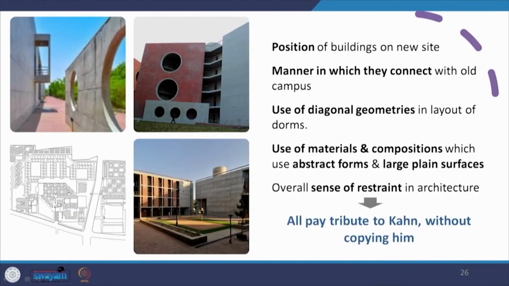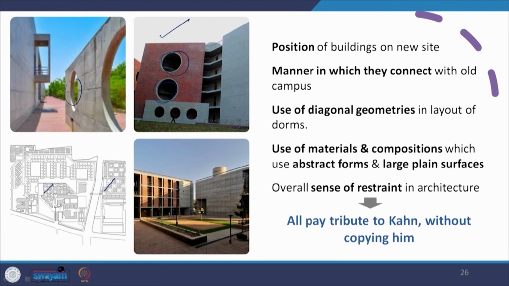We look at that. So the position of the new building on a new site, the manner in which they connect with the old campus, like the use of diagonal geometries in the layout of the dormitories here in the new campus, similar to that which happened in the old campus. The use of materials and compositions which use abstract forms and large plane surfaces. So we have these large plane surfaces and we have these circular cutouts which are similar to what was happening in the old campus.